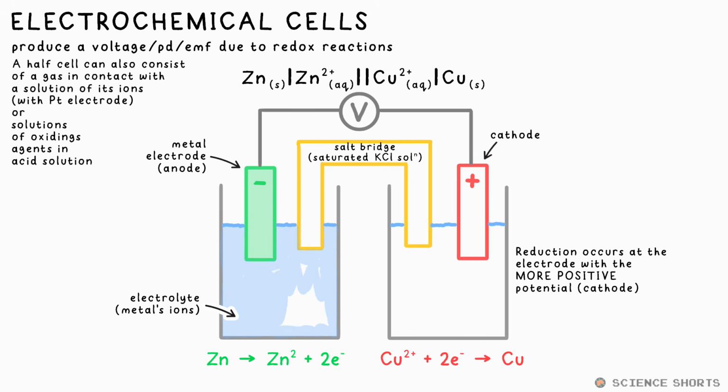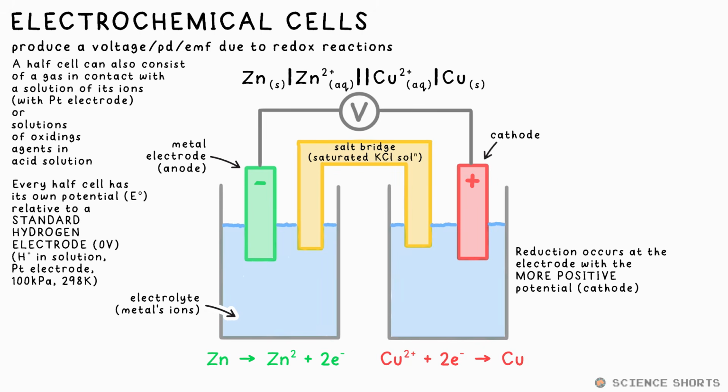Each half cell has its own half reaction, so we can only measure potential difference rather than just potential of each half cell. We measure the PD relative to a reference cell. Therefore, we can define the standard electrode potential of a half cell as being equal to the potential difference of a cell when the electrode is connected to the standard hydrogen electrode under standard conditions. This is affected by temperature, concentration, and pressure.